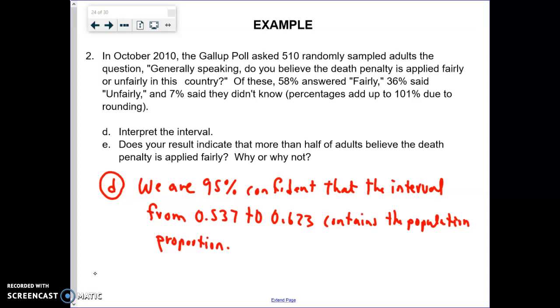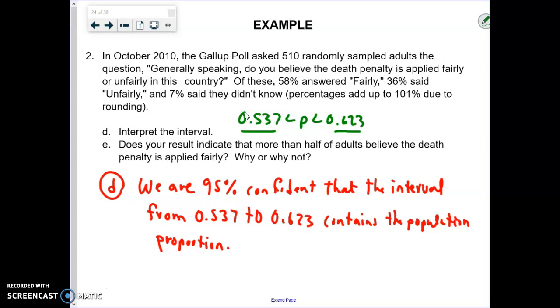Now, to answer part E, does the result indicate that more than half of adults believe the death penalty is applied fairly? Why or why not? I'm going to rewrite the interval up here. We had 0.537 is less than p is less than 0.623. If you notice, the entire interval is above 0.5, because the question says more than half.